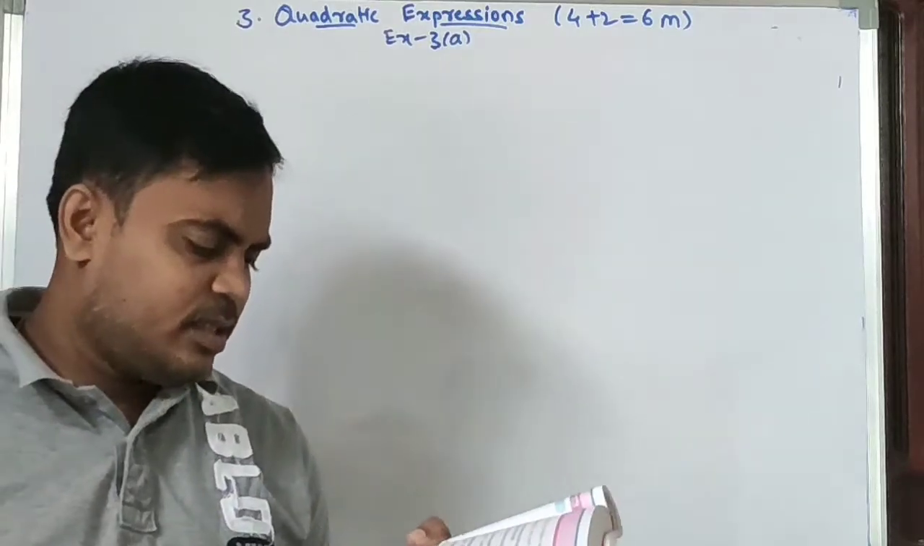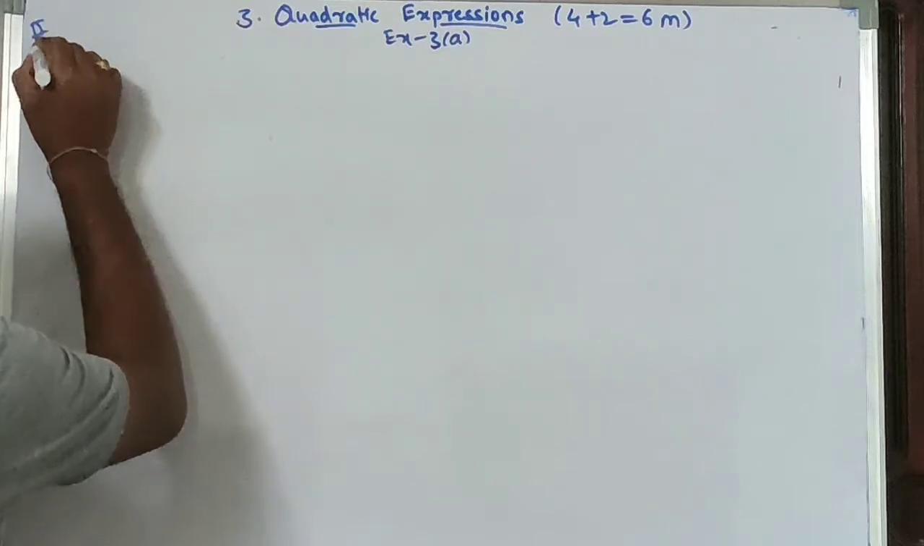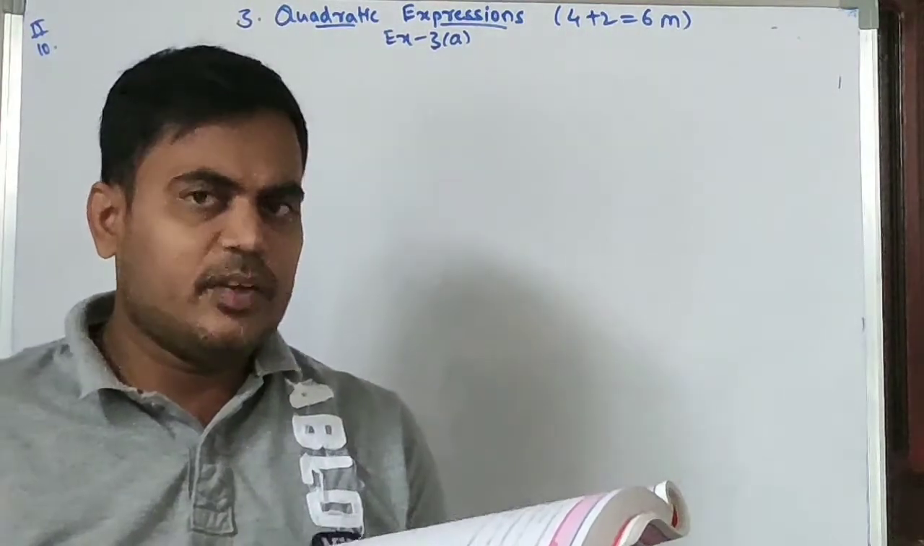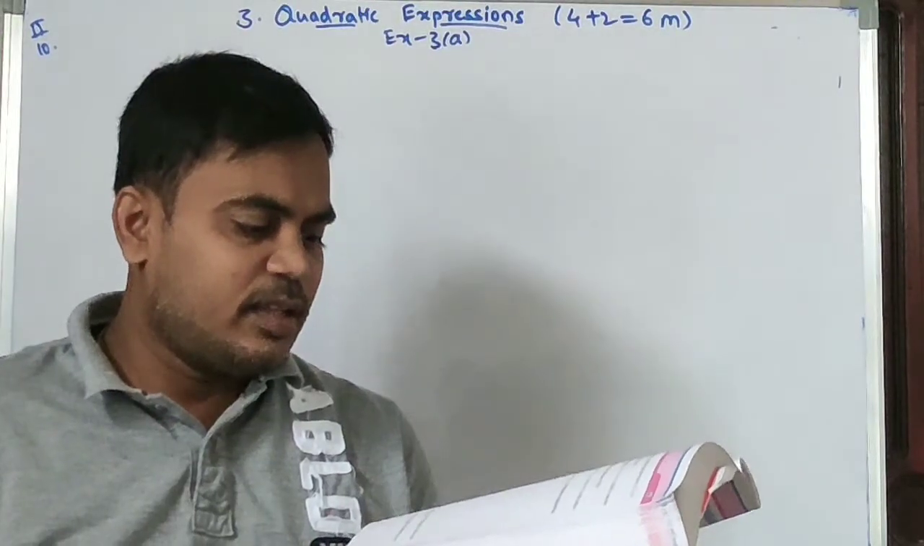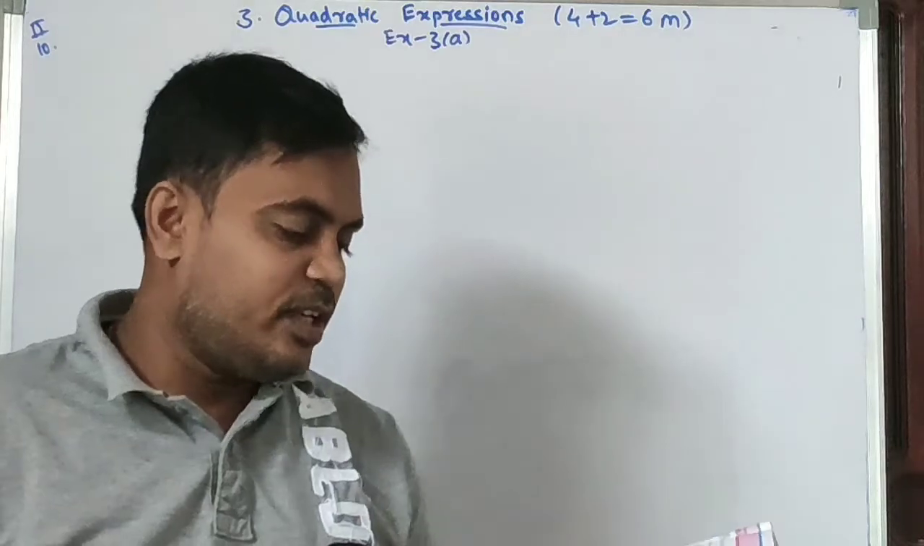Second bit, 10th question. Find the quadratic equation for which the sum of roots is 7, the sum of squares of roots is 25.